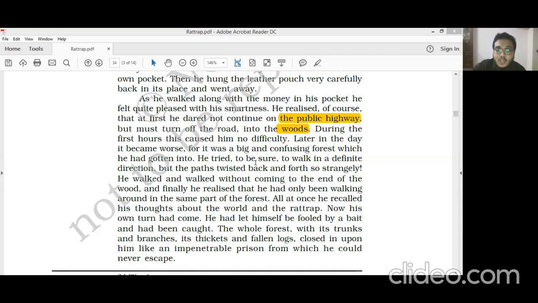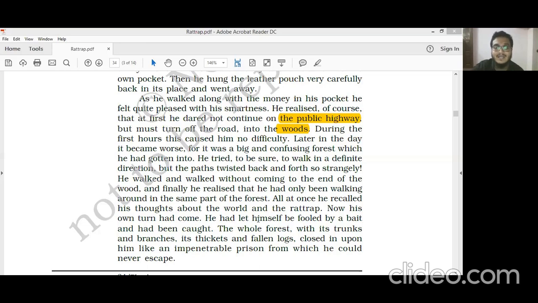He tried to be sure to walk in a definite direction, but the path twisted back and forth so strangely. He walked and walked without coming to the end of the wood, and finally he realized that he had only been walking around in the same part of the forest. All at once he recalled his thoughts about the world and the rat trap. Now his own turn had come.